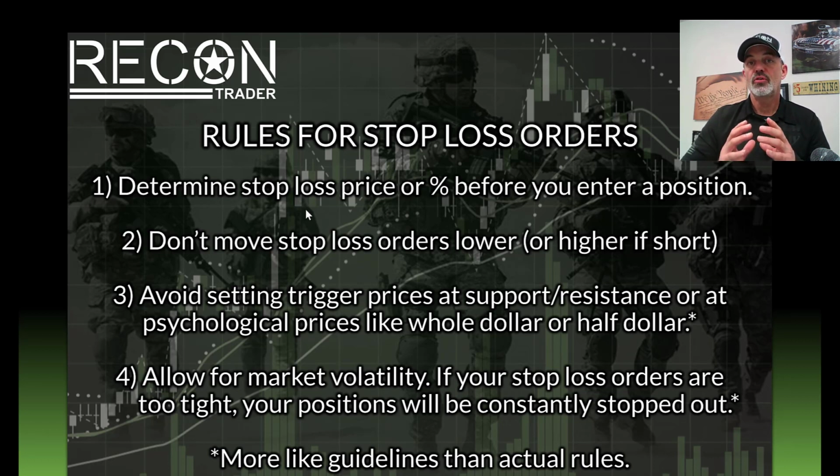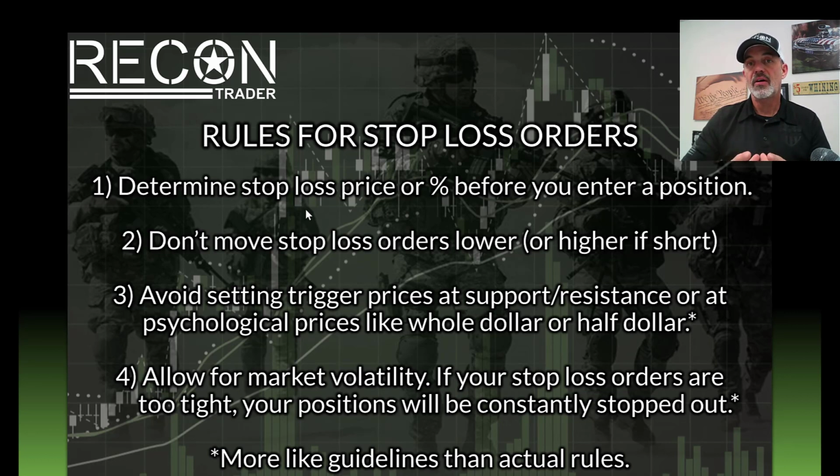Rule number 3, you should avoid setting trigger prices at support or resistance. You might want to give yourself a little wiggle room. If support is 349, maybe you go to 345. That way it doesn't come right to support and you get stopped out, because you actually want it to bounce off of that support. But if it dips down below support, then we can consider support being broken and you want to get out because it could crash even lower. So maybe don't set it right at support. Give yourself a couple points below perhaps.